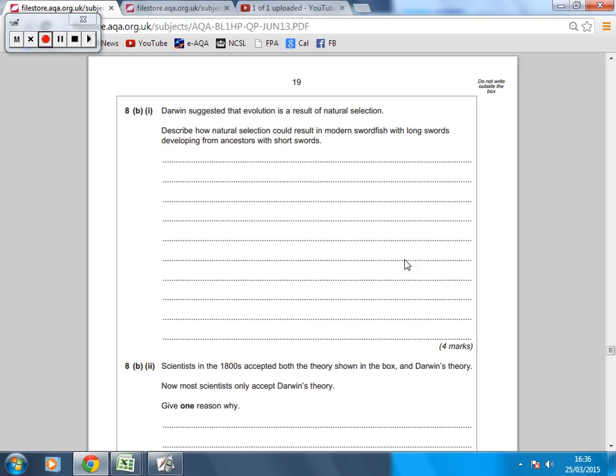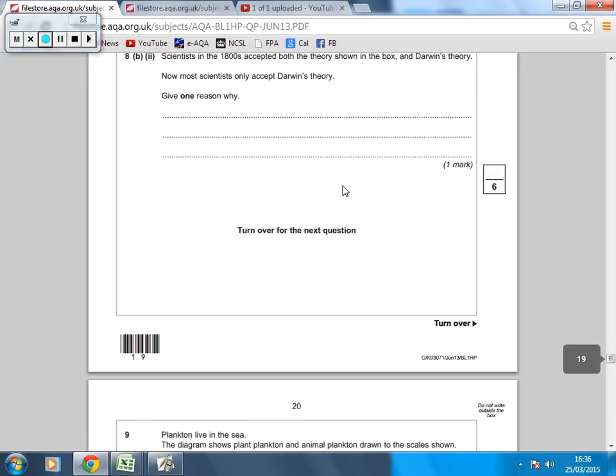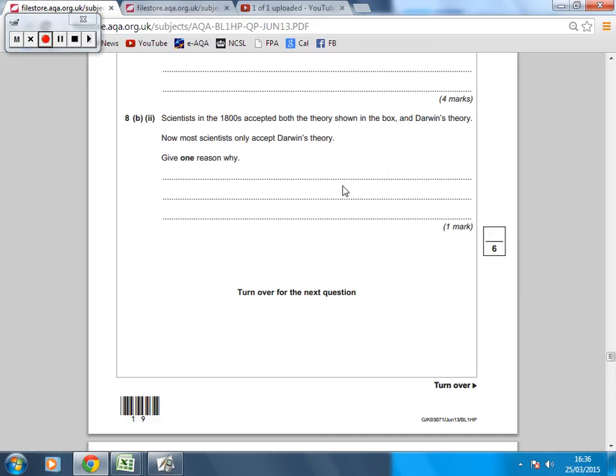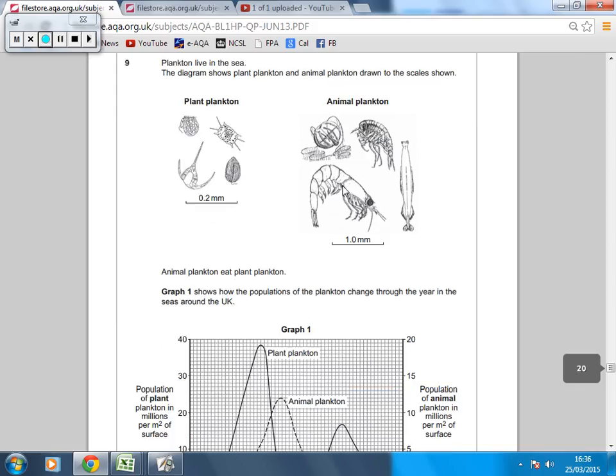Next one, Darwin suggested that evolution is a result of natural selection. Describe how natural selection could result in modern swordfish with long swords developing from ancestors, so the ones that came before them, with short swords. So 4 marks available here. Use 4 bullet points and describe, just say how, the modern swordfish has developed from the shorter sword ancestors. Scientists in the 1800s accepted both a theory shown in the box and Darwin's theory. Now most scientists only accept Darwin's theory, give one reason why, so try and think about why that might be.